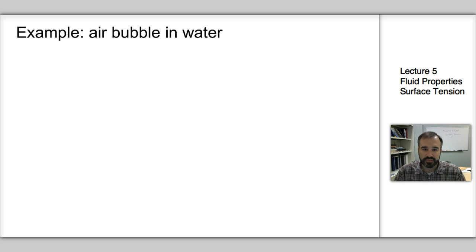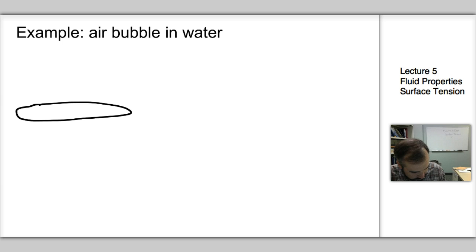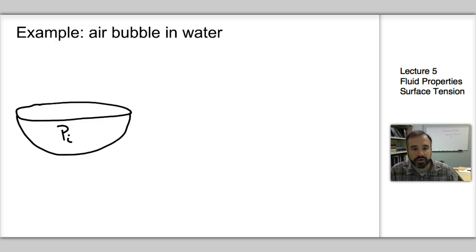So a quick example of an air bubble in water. What we're going to do is take a bubble and we're going to slice it along the middle. So we have half of a bubble. It's going to look something like this. And it's going to have a pressure inside the bubble. We haven't talked about pressure yet, but pressure has units of force per area. And there's going to be another pressure outside the bubble. So we have Po for pressure outside, and Pi for the pressure inside the bubble.